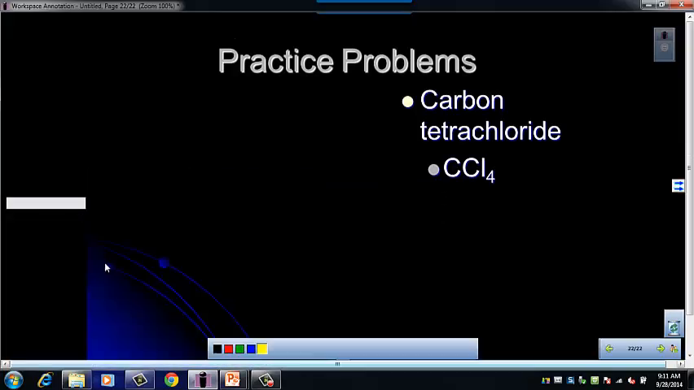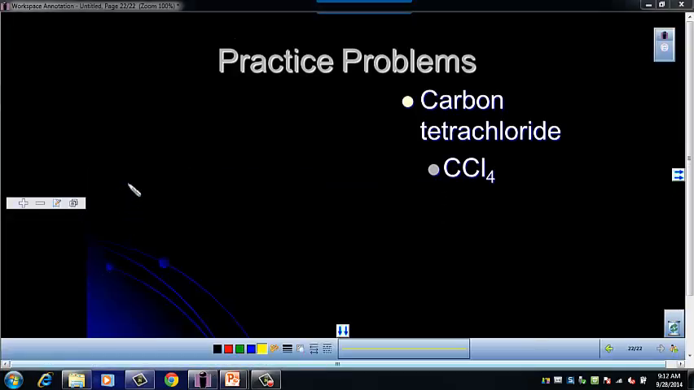So we're going to start with carbon tetrachloride. Hopefully you recognize the formula for that. It's CCl4. Think about the formula. I expect you to know the formulas now. Let's go ahead and follow the rules, and then we'll draw our Lewis structure.